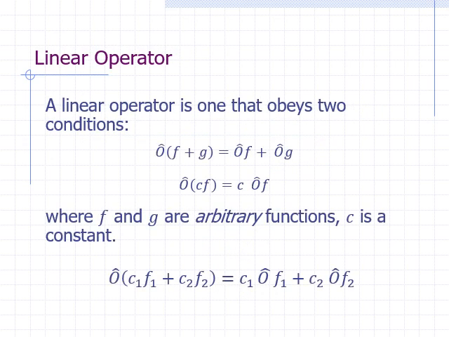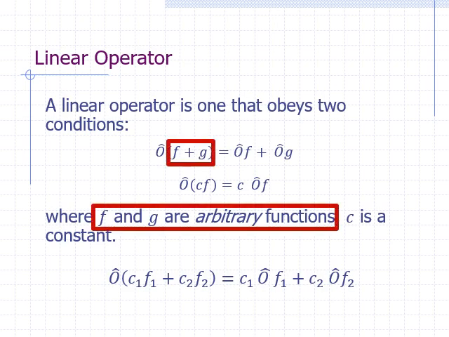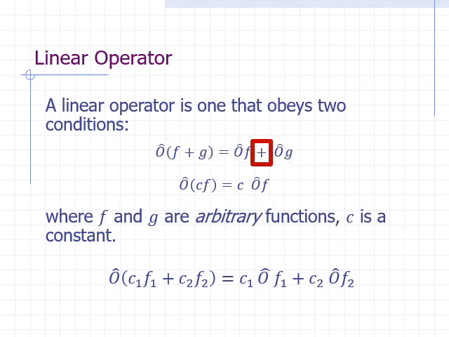In quantum mechanics, we only use linear operators. A linear operator is one that obeys two conditions. First, if applied on a sum of arbitrary functions, you should get the same result if you apply the operator to the functions separately, then add the results. The second condition has to do with an arbitrary function multiplied by a constant. Applying a linear operator on the product should give the same result if you apply the operator on the function first, then multiply the result by the constant. A commonly used expression is to say that you can pull out a constant from the operator.